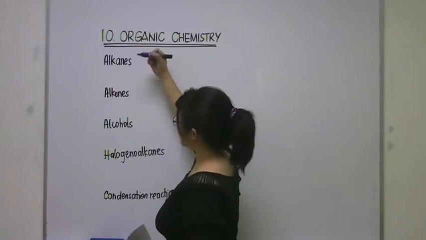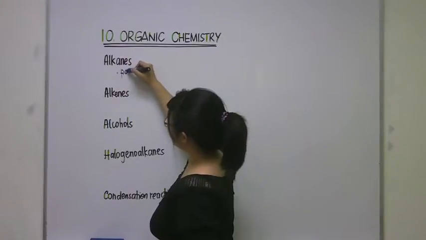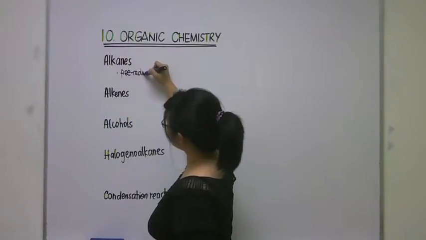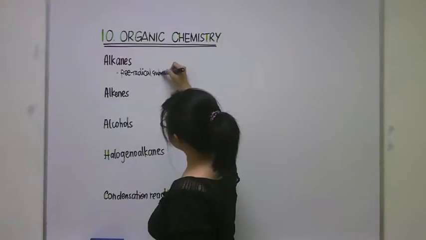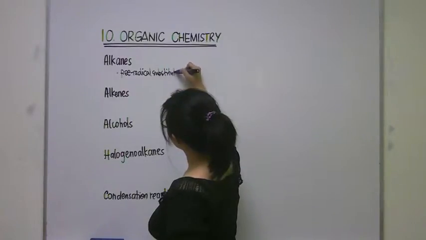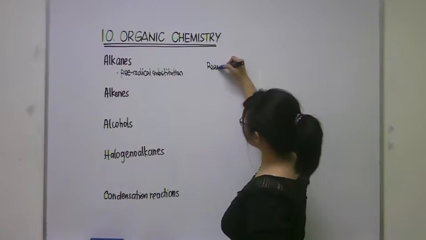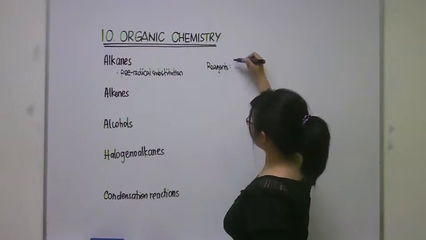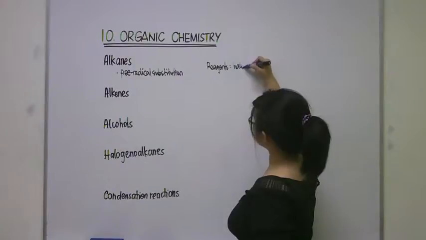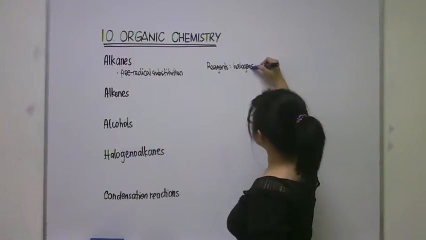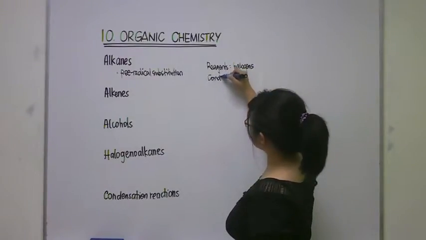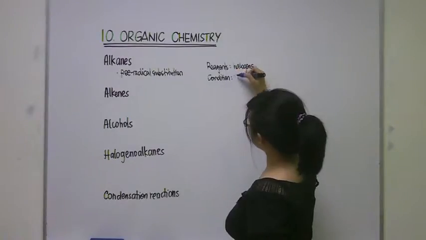In alkanes, when we're teaching about alkanes, you need to talk about free radical substitution. Okay, so they need to know the reagents, which are the halogens, and of course the alkane, and then the condition, which is UV light.